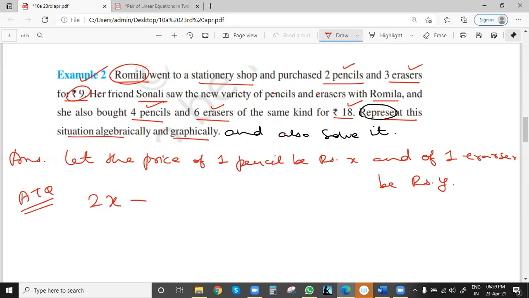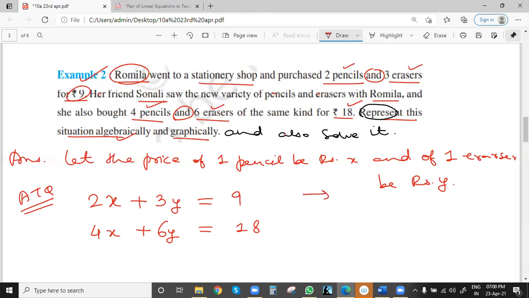So 2 pencil price is 2x plus, because "and" means plus, 3 erasers. 1 eraser price is y, so 3 eraser price will be 3y equal to 9. And Sonali, her friend, purchased 4 pencils. 1 pencil price is x, so 4 pencil price is 4x, plus 6 erasers. 1 eraser price is y, so 6 eraser price is 6y, equal to 18.